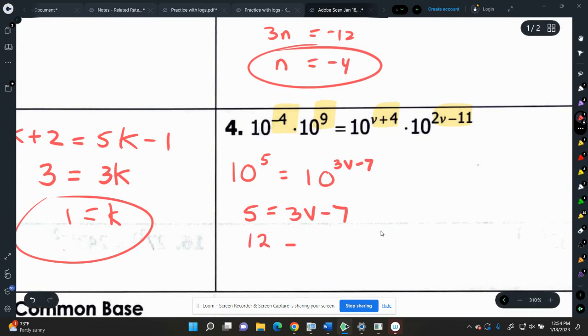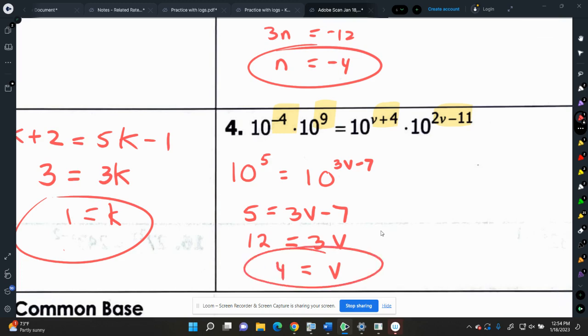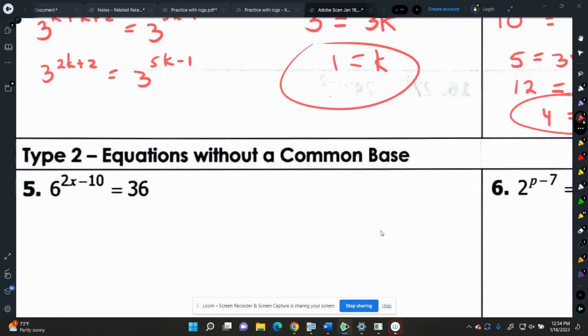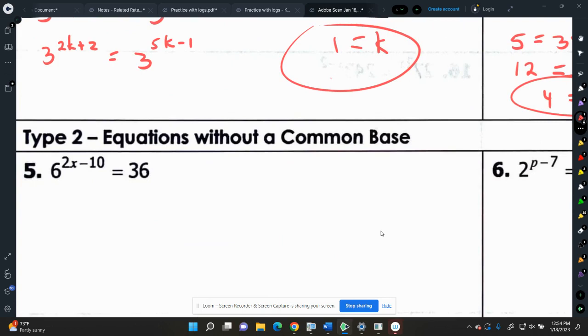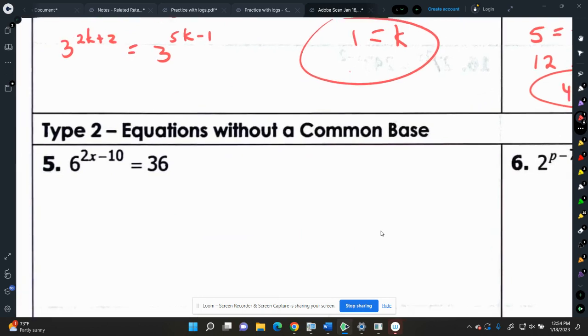There you go. All right, so we get 12 equals 3v, so v equals 4. Good? Okay, so moving down. Guys, do you have a question? We're arguing about this. Okay, so what are we going to do on number 5?